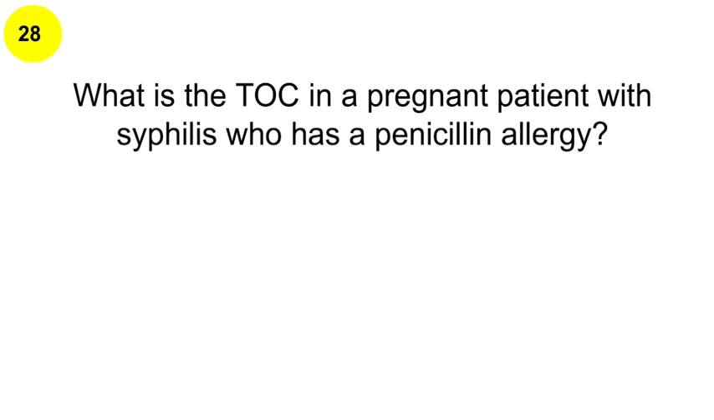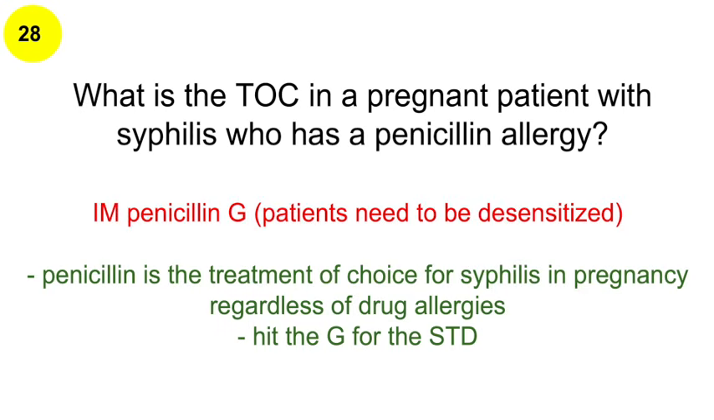Intramuscular penicillin G, because the patient needs to be desensitized. Penicillin is the treatment of choice for syphilis even in pregnancy, regardless of drug allergies. So remember that there are two types of penicillin, you can have penicillin G and penicillin V. So how you can remember which is which is by saying hit the G for the STD.